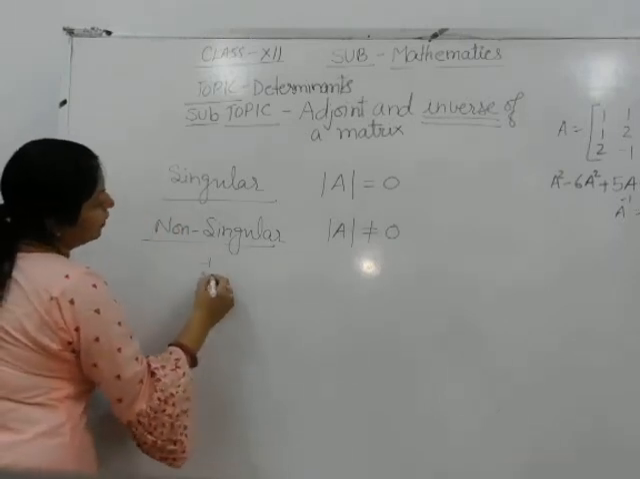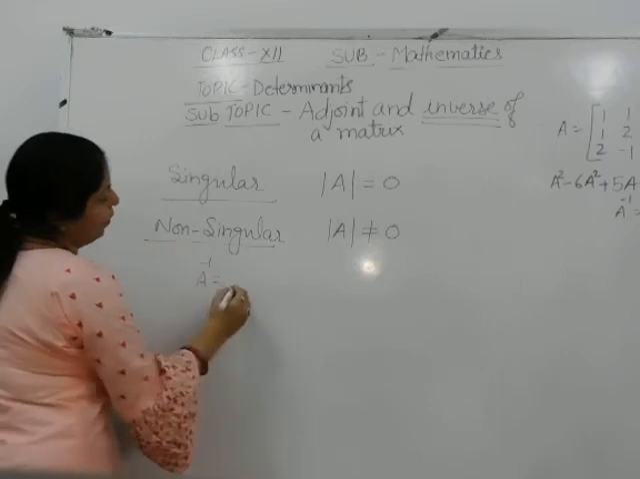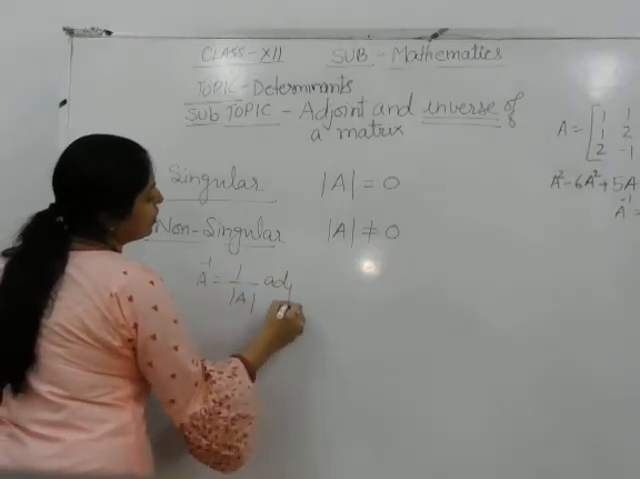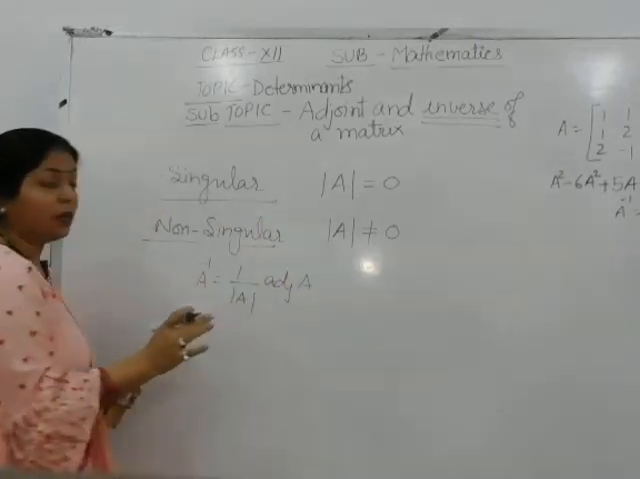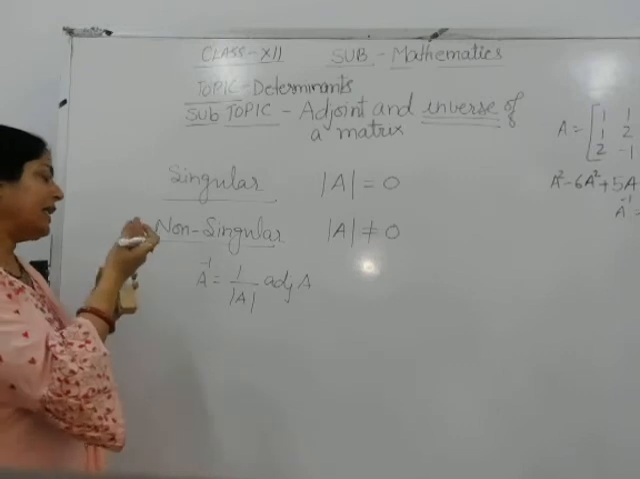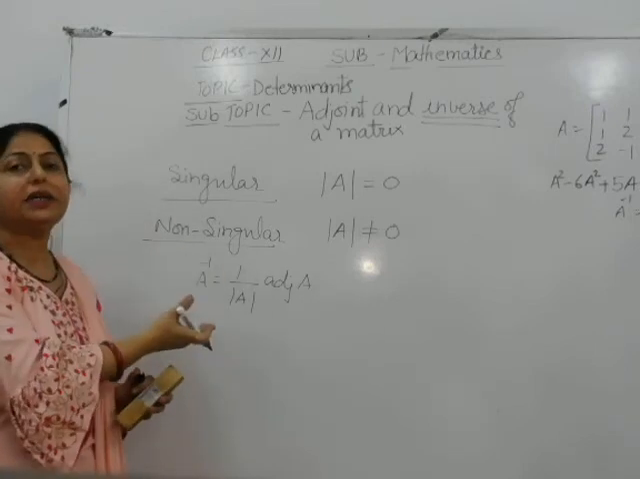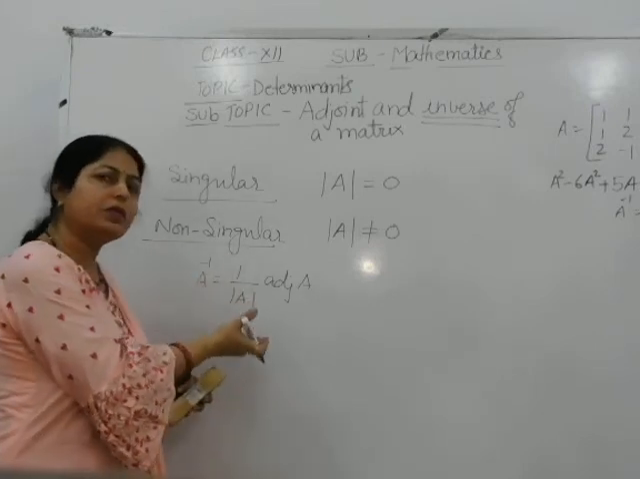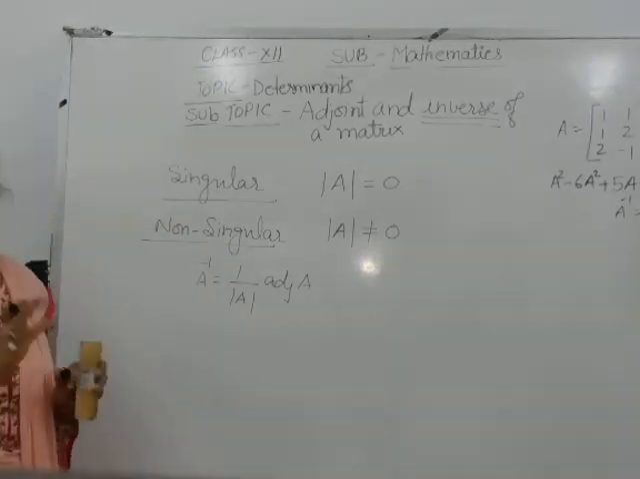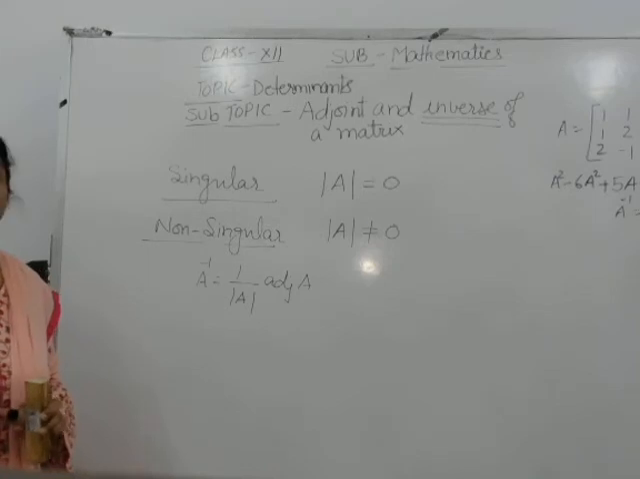And the formula for getting the inverse is 1 by determinant of A times adjoint A. Now we know how to find the adjoint A, and by this formula it is very clear that the determinant should not be equal to 0. If the denominator of any fraction is equal to 0, it means that it is not defined.